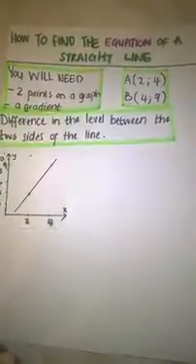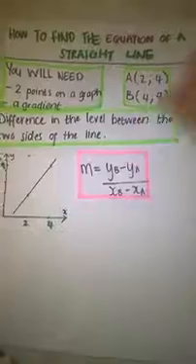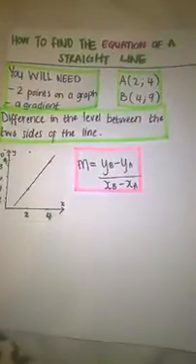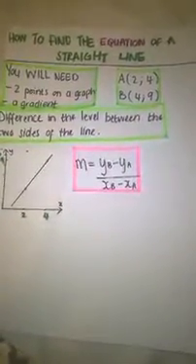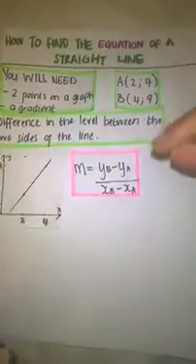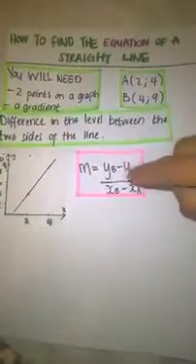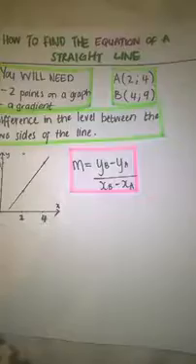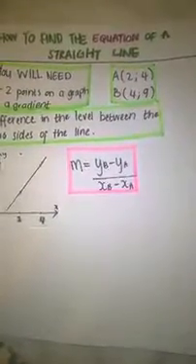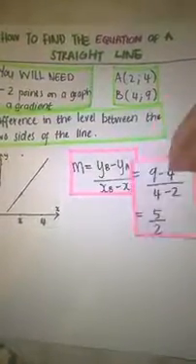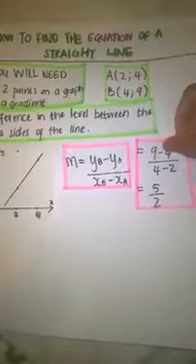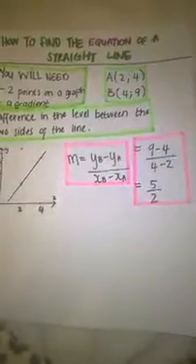So our formula for gradient is given as m is equal to yb minus ya over xb minus xa. Now, in this case, I intentionally used a and b to show the difference in my two coordinates. So if I were to substitute these two coordinates, I would then have my gradient being 5 over 2.